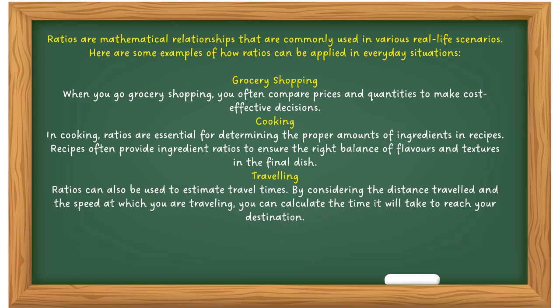Travelling. Ratios can also be used to estimate travelling times. By considering the distance travelled and the speed at which you are travelling, you can calculate the time it will take to reach your destination. Currency conversion. When travelling abroad, ratios can be used to convert currency. And these are just some of the areas that use ratio in real life.